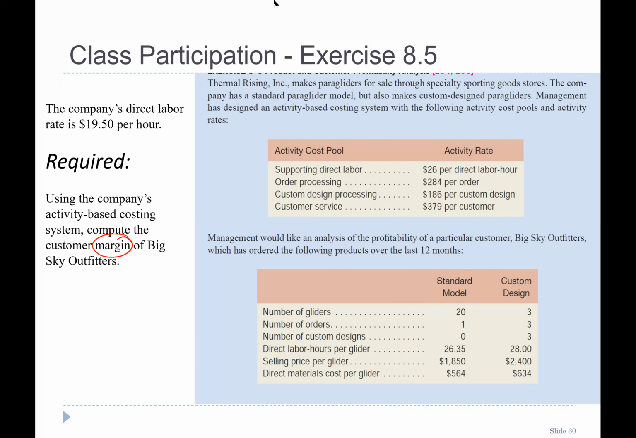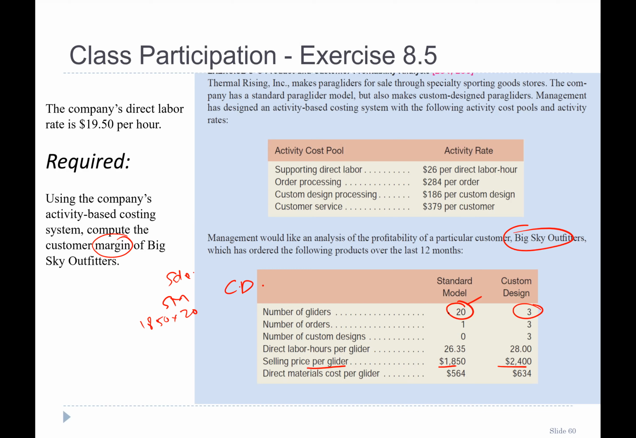Okay, can you see the screen here? Yes, sir. All you need to do: what is the sales? This is the sale price. This is the number of orders that Big Sky Outfitters gave us, right? Okay, sales of standard model and sales of custom design. Sale is going to be 1850 multiplied by 20, right?